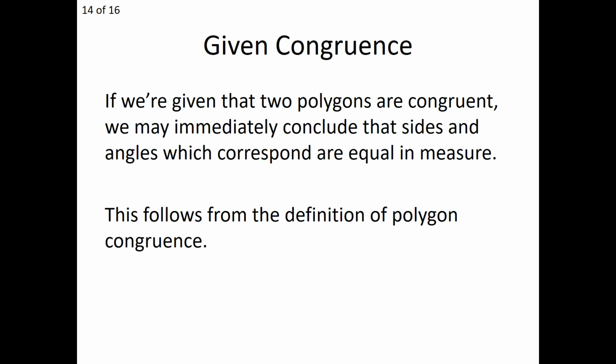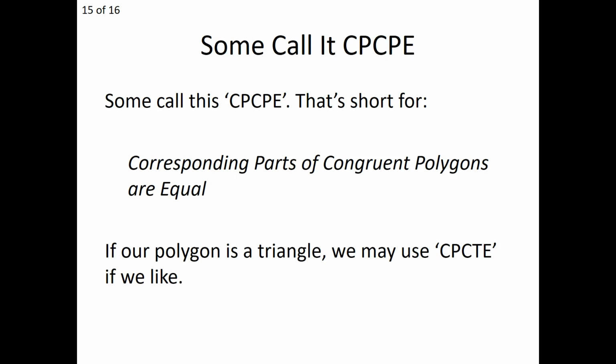We'll see that if we have established congruence, then we already know that we have corresponding parts that must also be equal. We have a name for this. Some people call this CPCPE, which stands for corresponding parts of congruent polygons are equal. CPCPE. So corresponding parts of congruent polygons are equal.